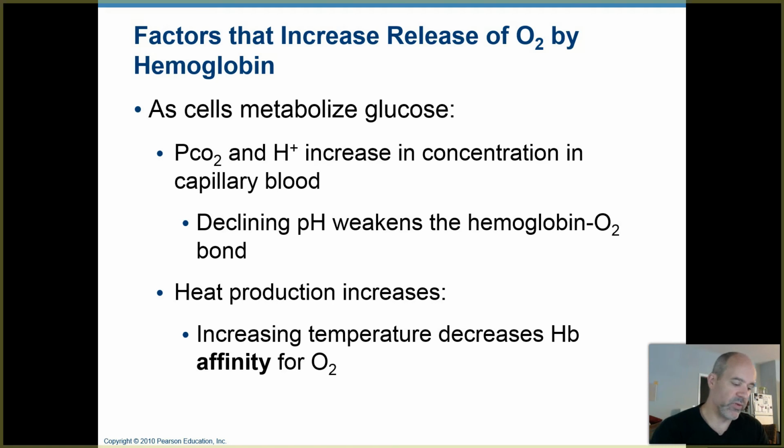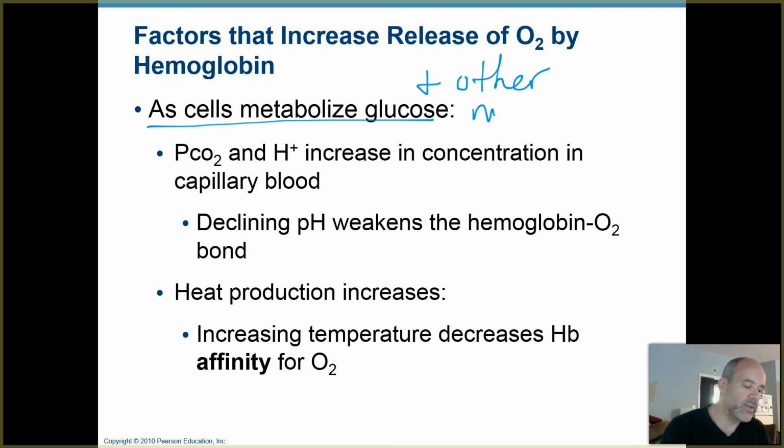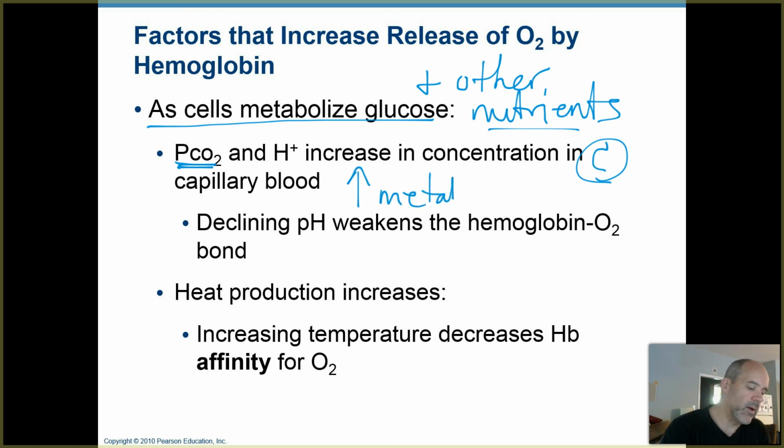And I think I just talked about most of this as well. I was kind of jumping ahead. As cells metabolize glucose and other organic nutrients, those nutrients contain carbon atoms. So increased metabolism equals increased CO2.